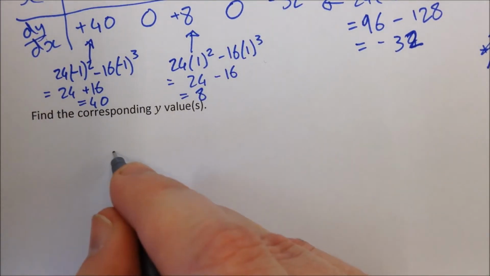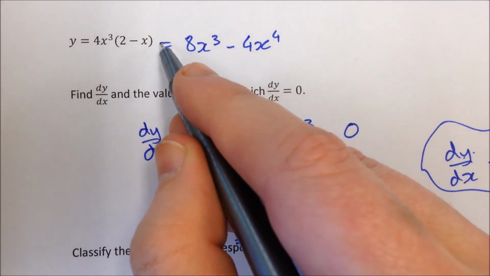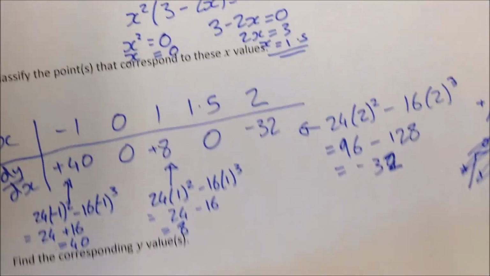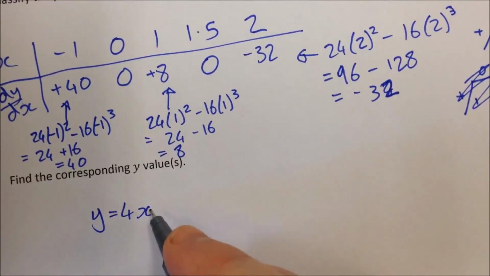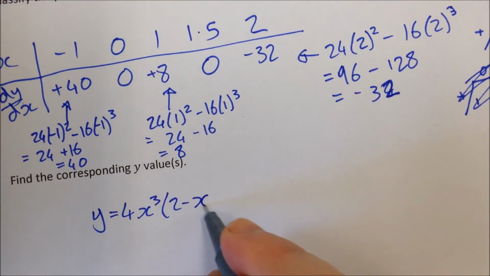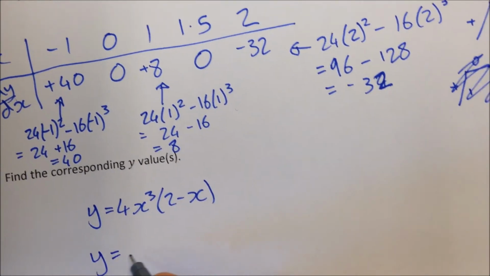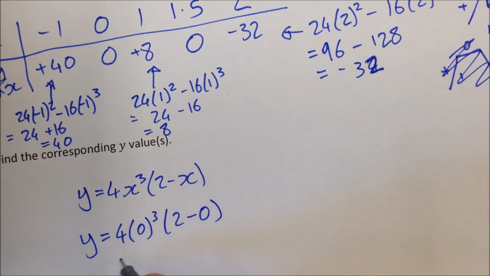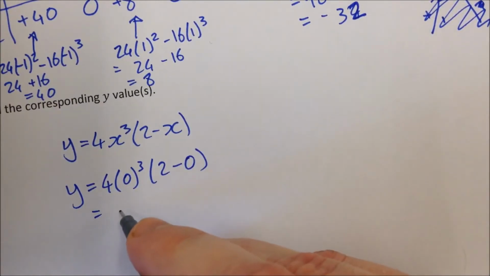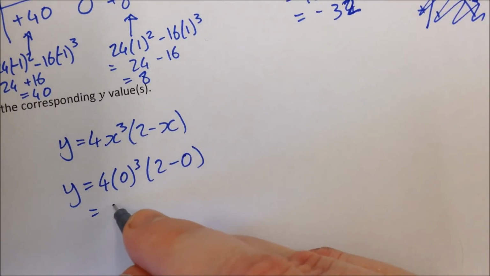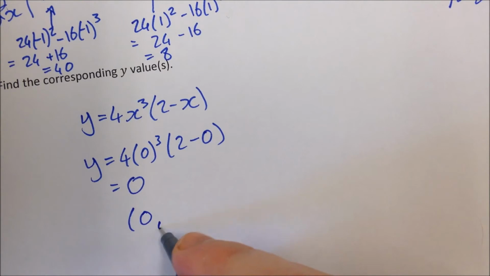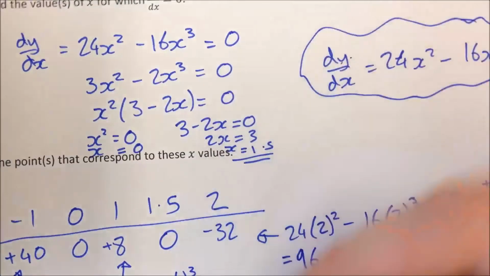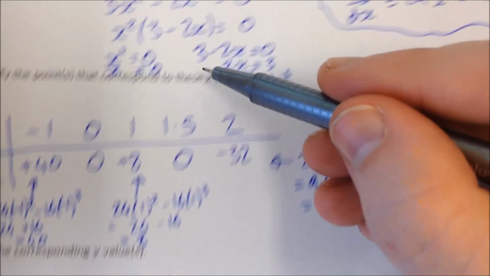Okay, find the corresponding y values. Y equals, so we go back to our original equation, y equals 4x cubed, 2 take away x. You can also use this, it's the same thing. 4x cubed, 2 take away x, and we put our 2 values in. So we put in 0, so that's going to come up with 4 lots of 0 times 2, so that's going to be 0. So one of your solutions is 0, 0, and one of your solutions is going to be where x was 1.5.